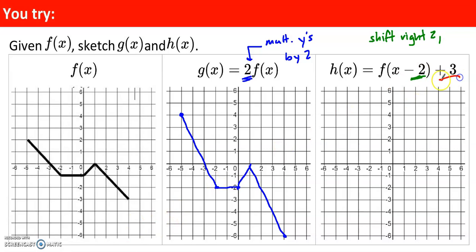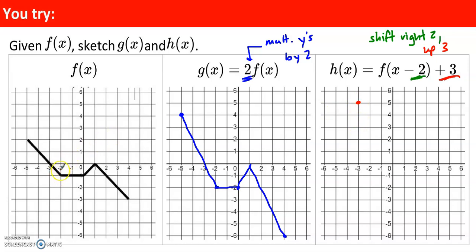And then adding 3 to the function itself will take us up 3. So what I want to do is take each of the points on f of x right 2 and up 3. So if I start at -5, 2, and go right 2 and up 3, I believe I'm at -3, 5.